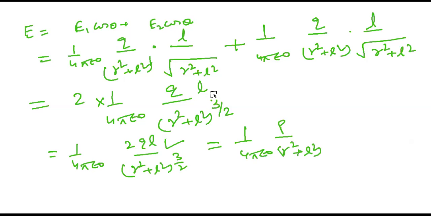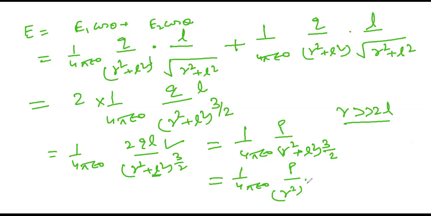Again we'll do one approximation. R is far greater than 2L. You can neglect this term. Sir, this will always be true. R is far greater than L, yes. So P upon this r square to the power 3 by 2. This 2 to cancel. P divided by r cube. This much you have done. Yes.